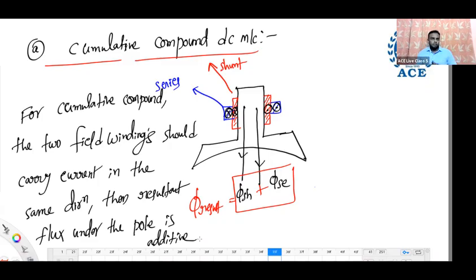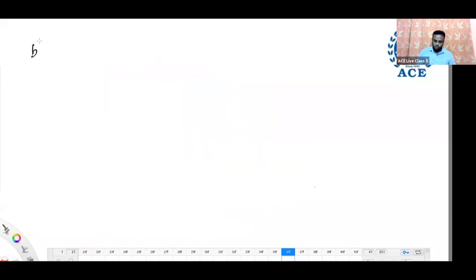Now, what is differential? Simple. Let us reverse any one current. Suppose the series field winding current is reversed. Then the series flux will come in the upward direction. So both fluxes are in opposite directions. The resultant flux is subtractive in nature. That is differential compound. Okay, right. Differential compound DC machine.